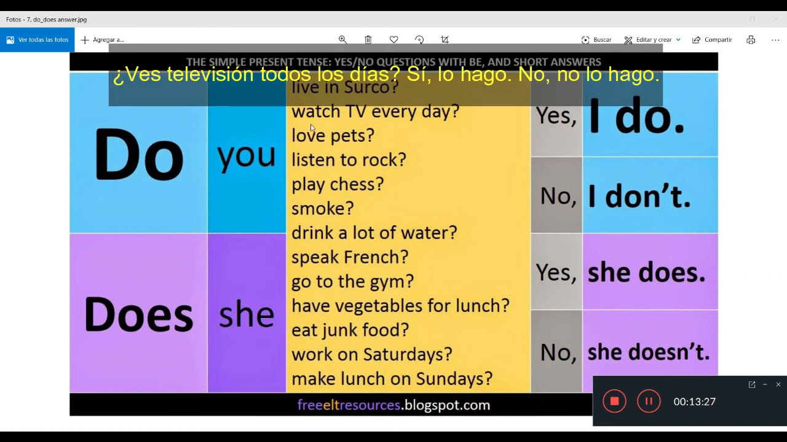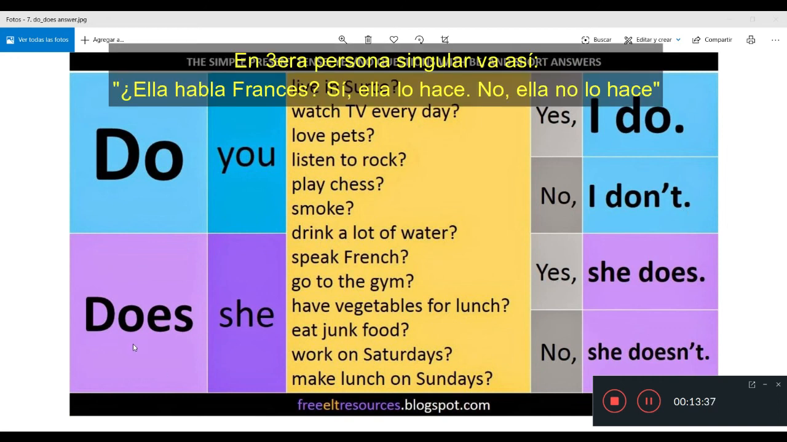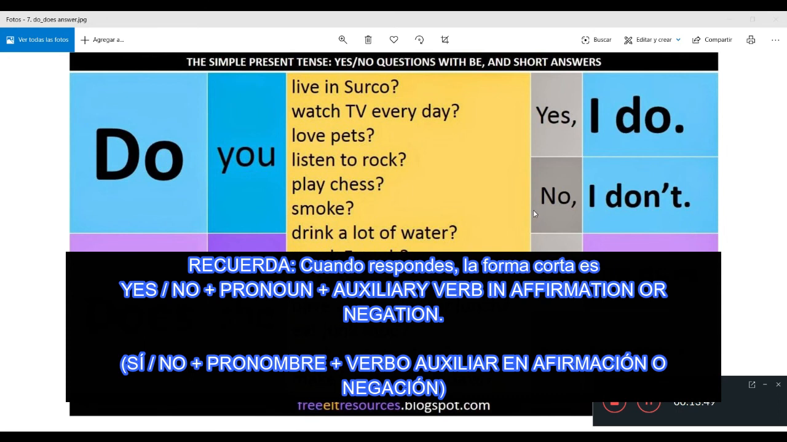Do you watch TV every day? Yes, I do. No, I don't. In third person singular, it goes, does she speak French? Yes, she does. No, she doesn't. Remember, when answering, the short way is yes or no, pronoun, and the auxiliary verb, in affirmation, in negation.